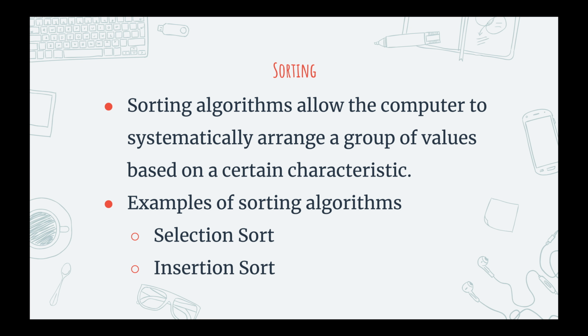So sorting is literally what it sounds like. The definition that I have here is that sorting algorithms allow the computer to systematically arrange a group of values based on a certain characteristic. In simpler terms, if you give it an integer array with values that are not in numerical order, the sorting algorithm will sort it in numerical order.